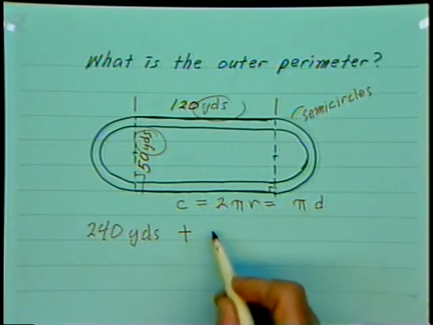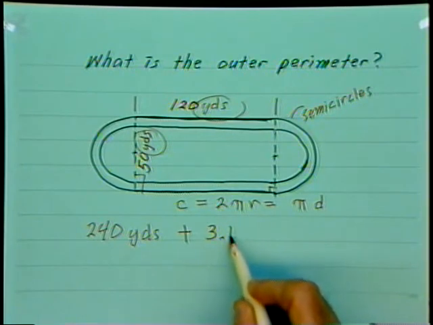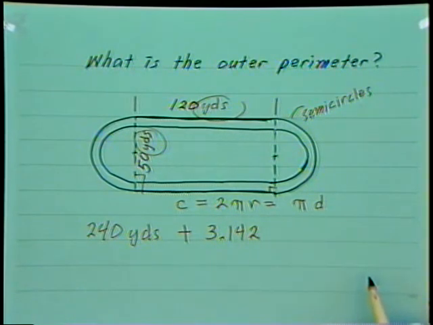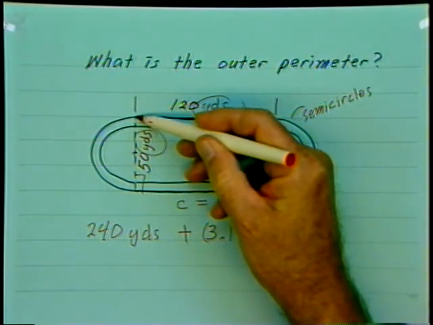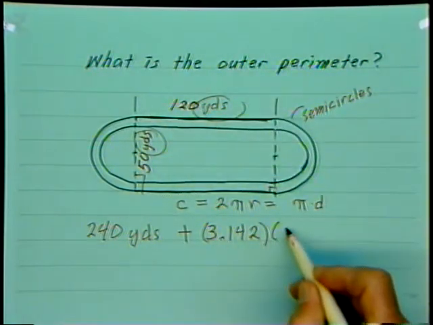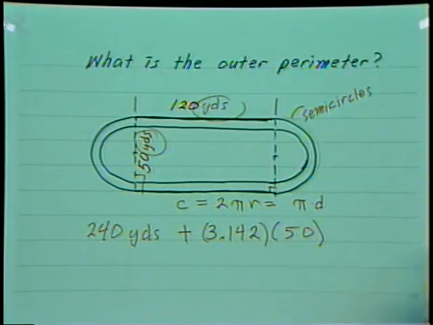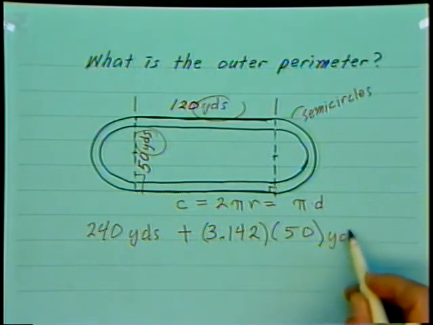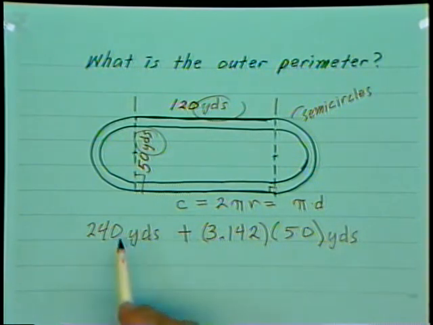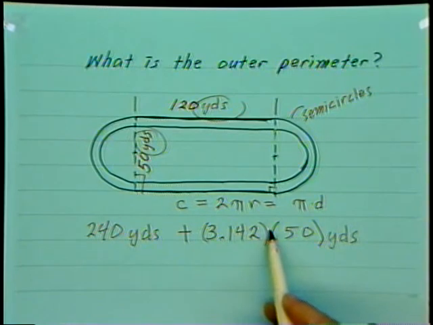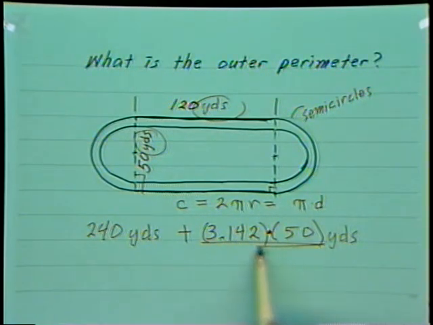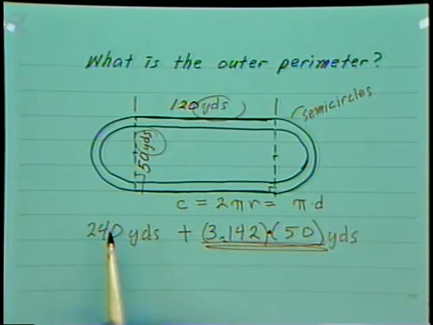So pi, let's say we need to know that to 3.142 again, times the diameter, but we know the diameter is given to us as 50. Now we do this first, then add the results onto this. This, of course, is a pure number times a measurement number, which is possible. And I'm adding like measure to like measure, so that too is possible. So the order of operations directs that I do this first, then add the results to this.